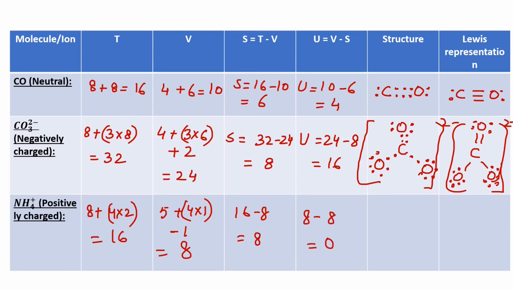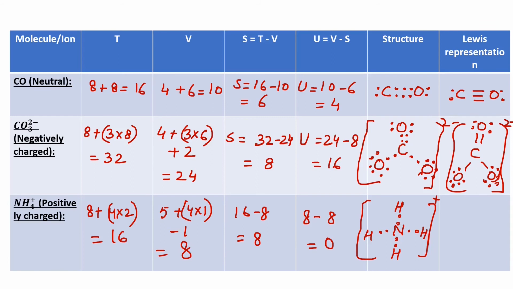So the structure for ammonium would be nitrogen in the middle, 4 hydrogens on the sides, and there are 8 shared electrons, so we will do it like this: 1 2 3 4 5 6 7 8. So the octet for nitrogen is complete, and the hydrogen has duplet already, and the unshared electrons is also 0. So this structure is complete with a positive charge.